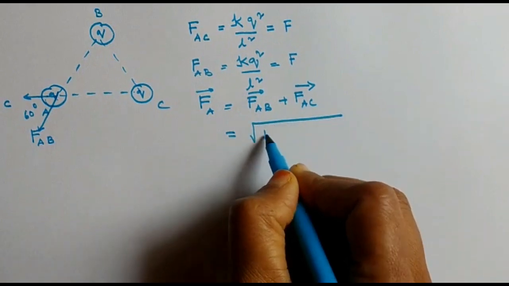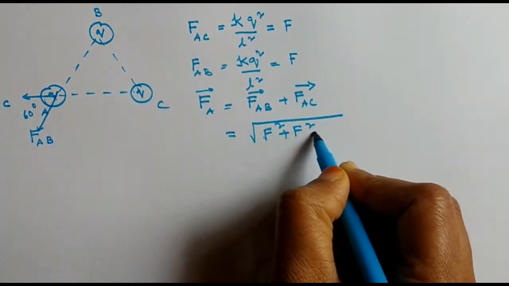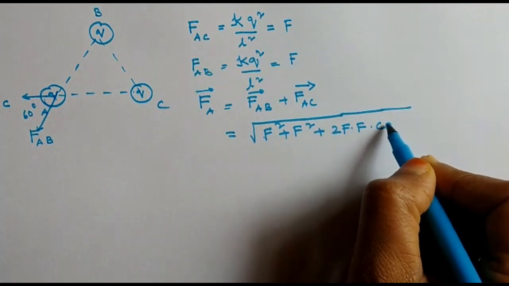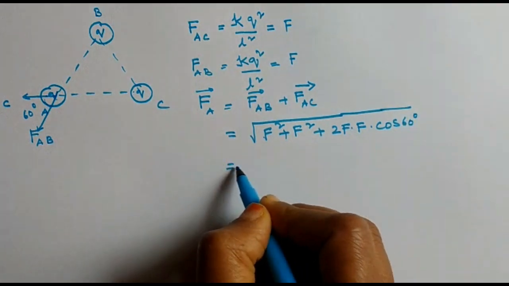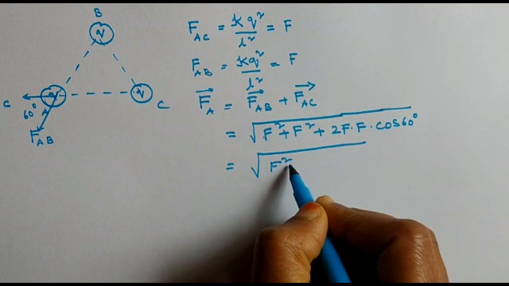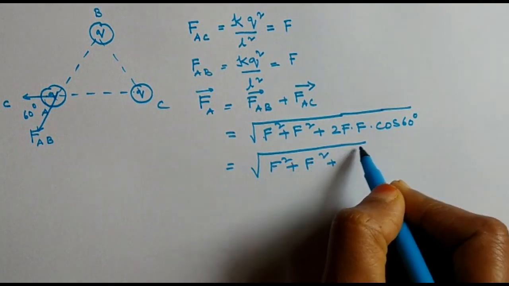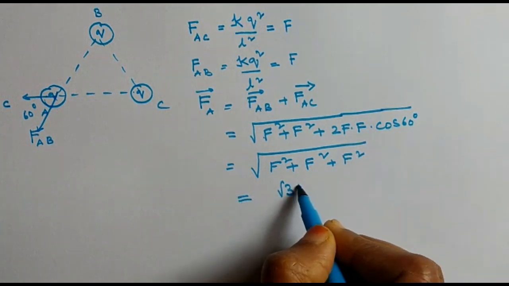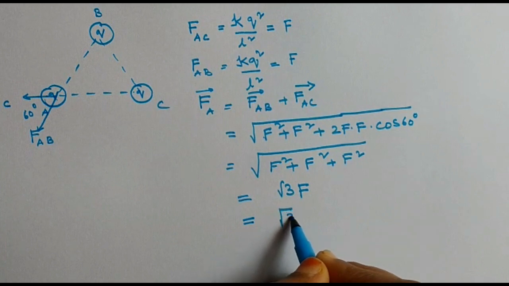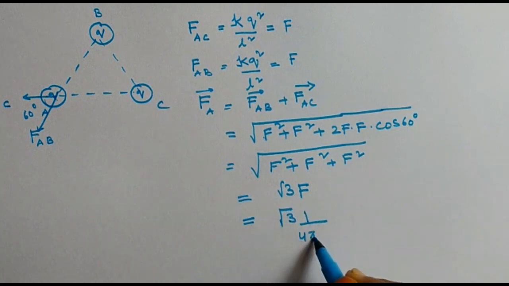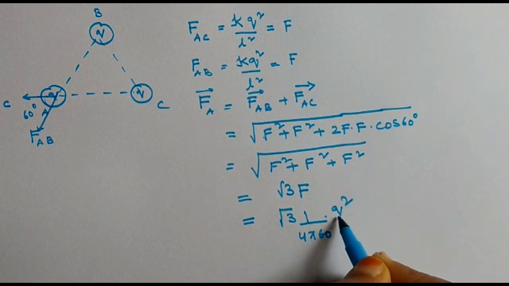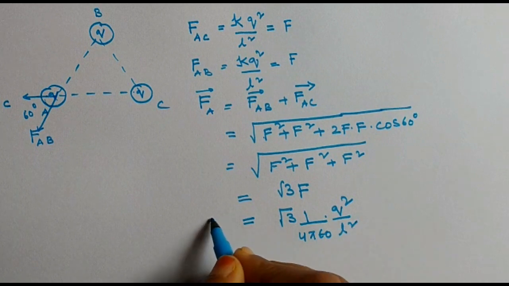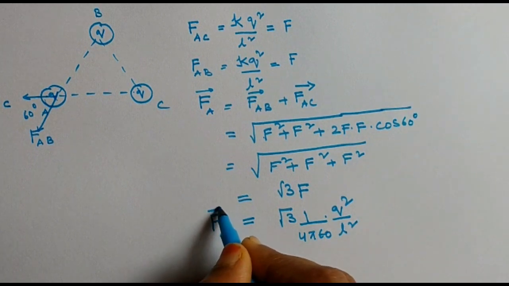Under root F square plus F square plus 2F into F cos theta, so 2F square into cos 60. Value of cos 60 is 1 by 2. So you get under root F square plus F square plus F square, as the 1 by 2 gets cancelled. Your answer would be root 3 times F. Now put the value of F, it is root 3 times 1 by 4 pi epsilon naught q square divided by L square. So this would be the force acting on the vertex A.